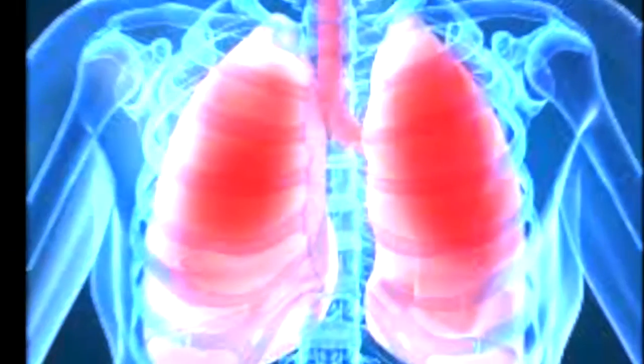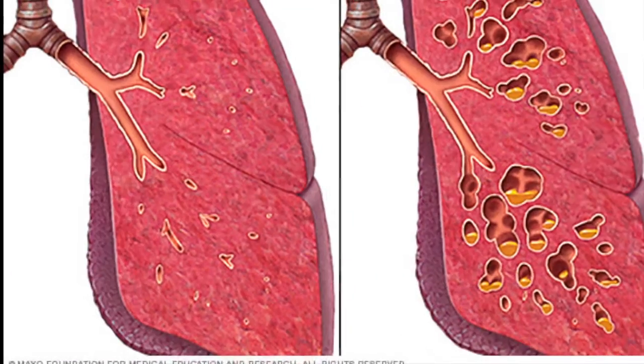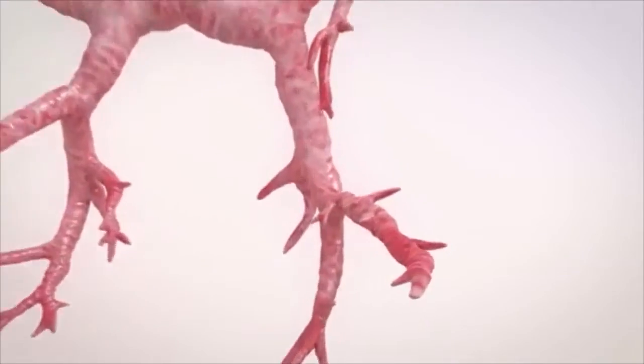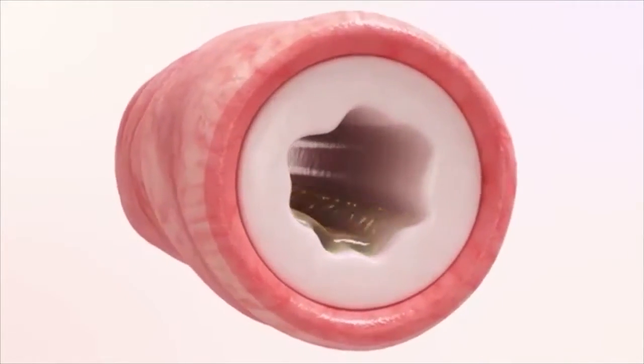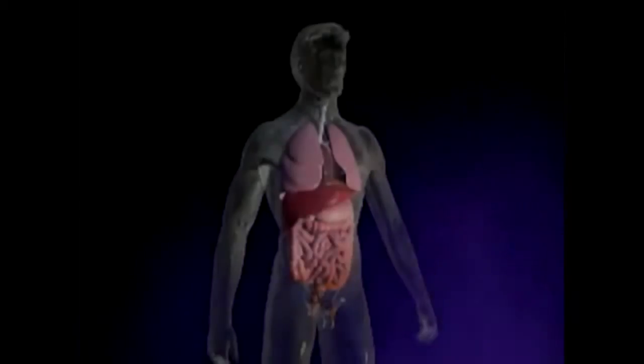Cystic fibrosis is the most common fatal genetic disease today. It causes the body to produce a thick, sticky mucus that clogs the lungs, leading to infection, and blocks the pancreas, stopping digestive enzymes from reaching the intestines where they are required to digest food.